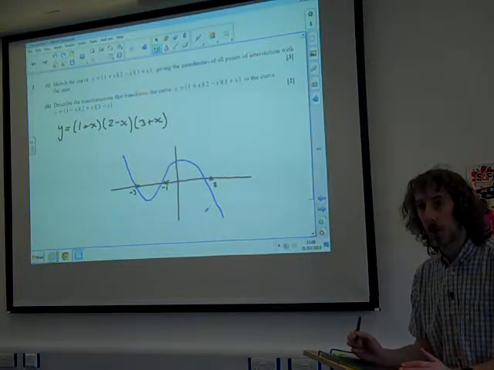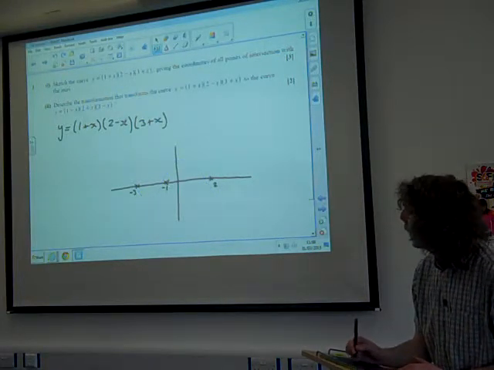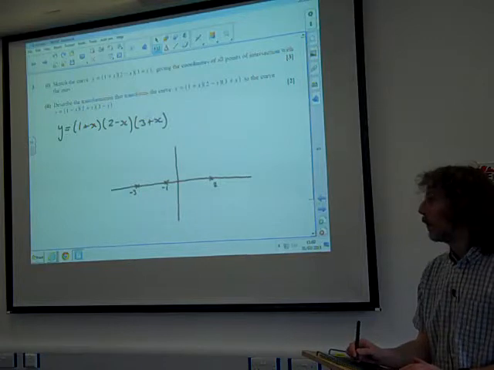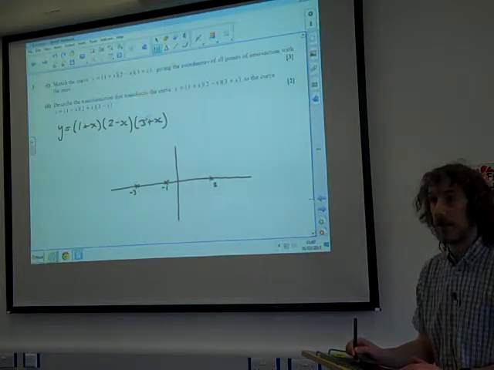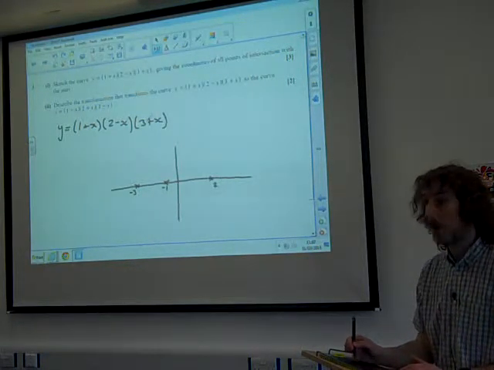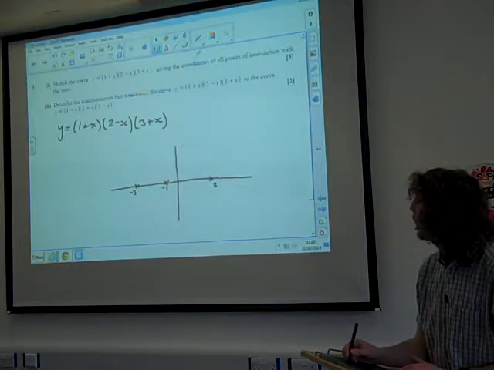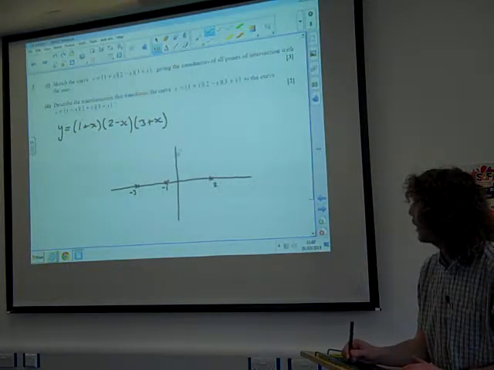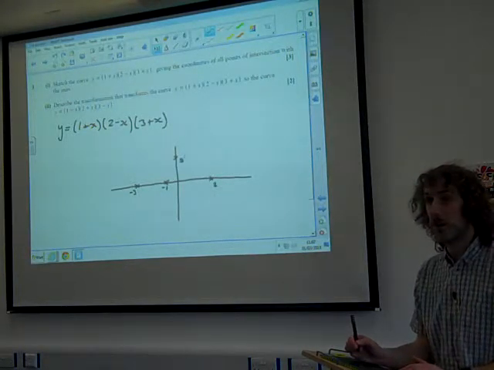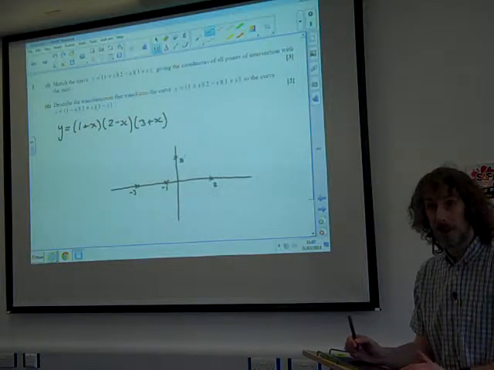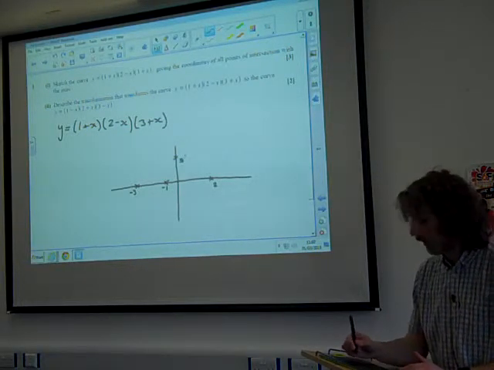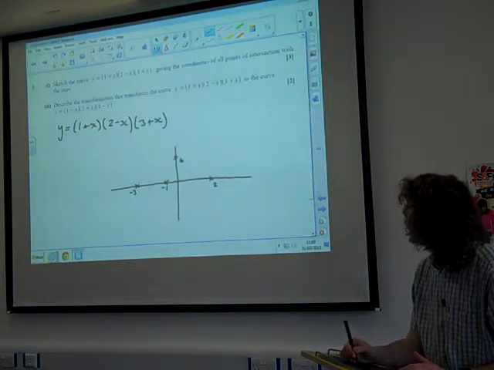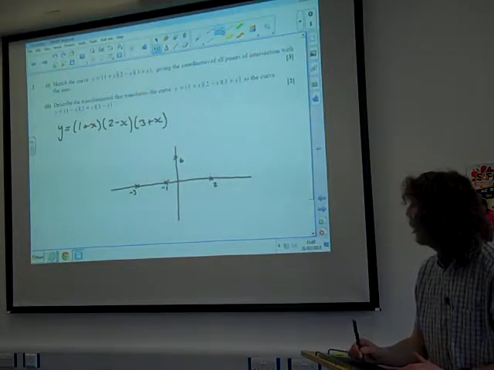And all that depends on is where it crosses the y-axis. If x were equal to 0, we would have 1 times 2 times 3, which is plus 6. So it crosses this axis at the point 6. And if we join the dots, then it's clear that it must be the second one that I drew here. That's the only way we can join these dots satisfactorily.